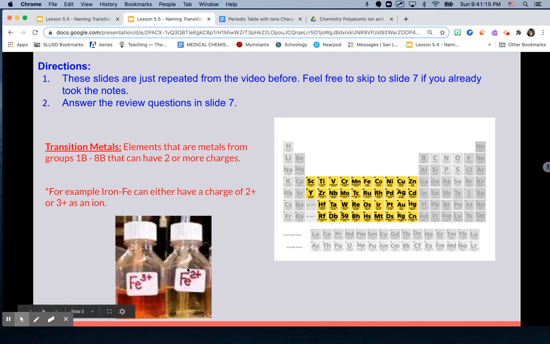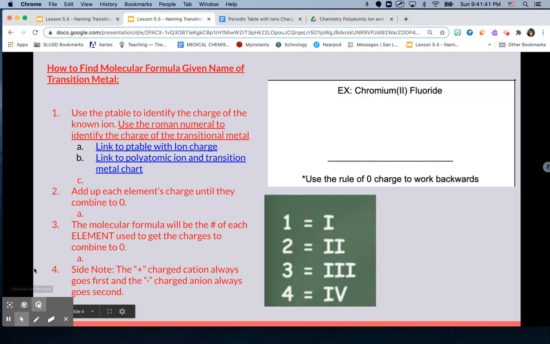And because these ions or these transition metals can have multiple charges when they form molecules, it can be a little bit trickier, and that's why we've kind of saved it till the end a little bit. As always, make sure you have these definitions in red. So on this slide, we're going to try to figure out how to find the molecular formula given the name of a transition metal. All right, so here we have the name of a transition metal, and we want to find what the formula is.